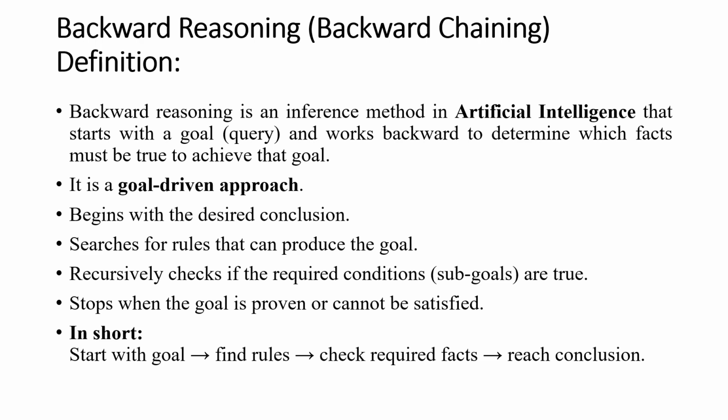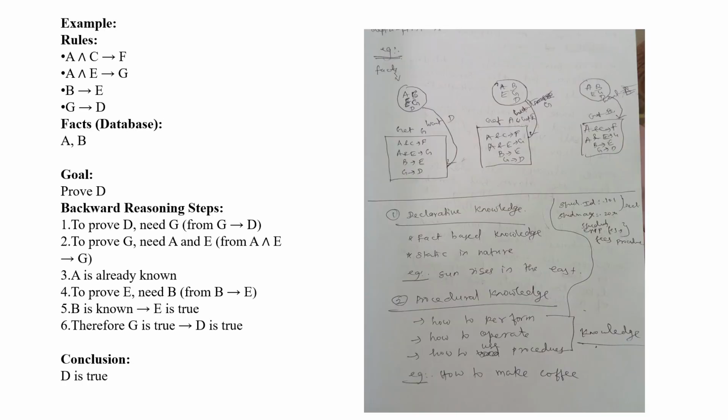So we have the goal, and then find the rules, and then check the required conditions, and finally we get the conclusion. So this is the process flow of backward chaining. Okay, so this is one of the proof rules. We have the A and B rule. Okay, A and B, this is the rule we can make, and this is the knowledge representation A and B, and then our goal statement is: proof of D. Okay, proof of D.